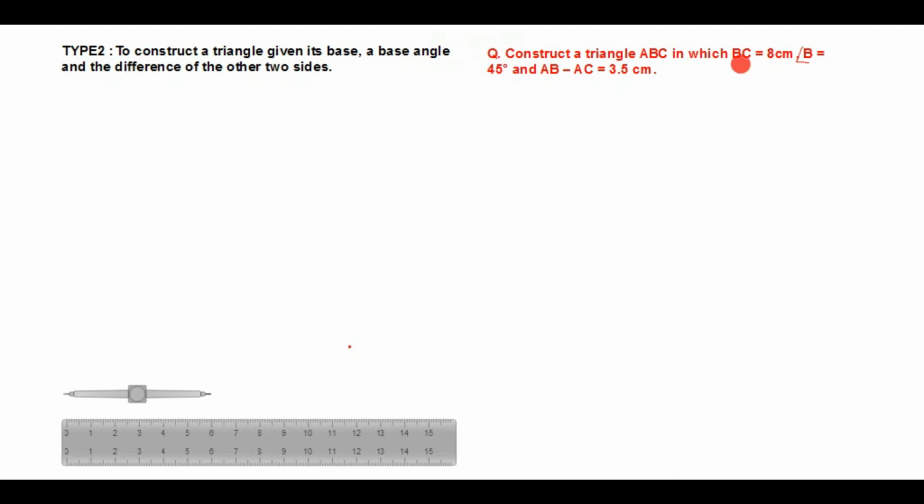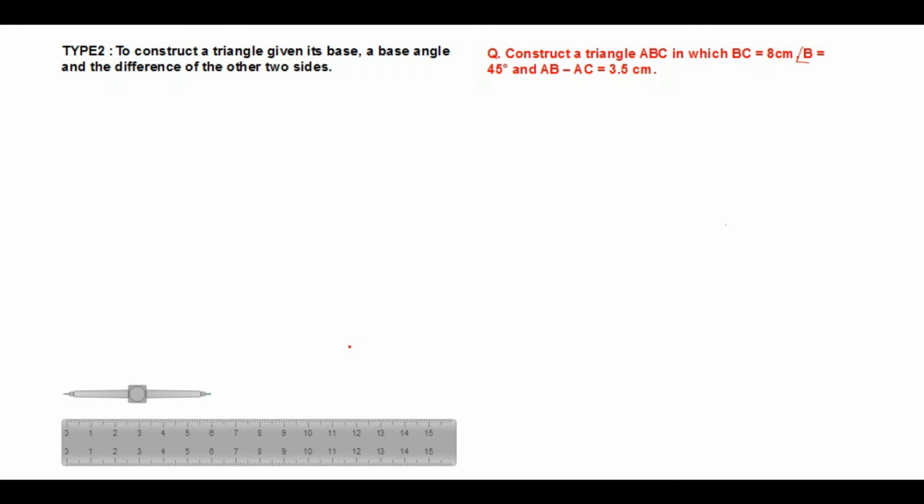The question is, construct a triangle ABC in which BC is 8 centimeter, angle B is 45 degree, and the difference between AB and AC is 3.5 centimeter. Okay, so first of all you have to draw a rough sketch before the real construction. This rough sketch will give you an idea of how to take the steps for the construction.